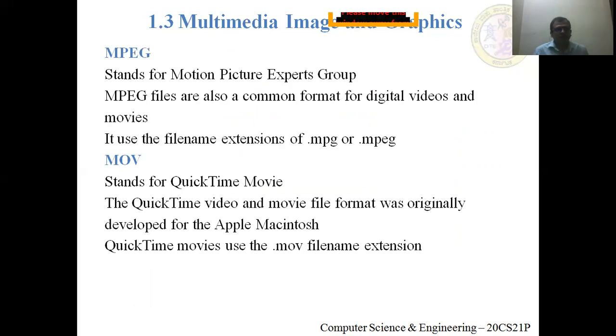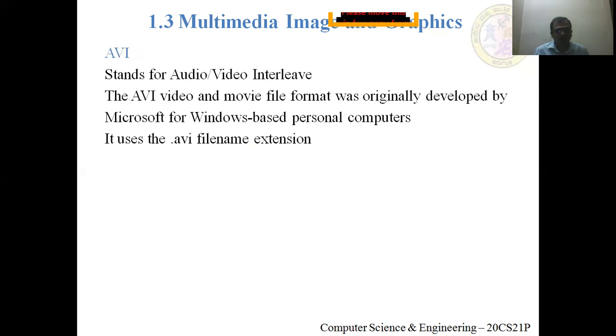Next, MPEG. MPEG stands for Moving Picture Experts Group. MPEG files are commonly used for digital videos and movies. It uses the file name extension .mpg or .mpeg. MOV stands for QuickTime Movie. The QuickTime movie file format was originally developed for Apple Macintosh. QuickTime movies use the .mov file name extension.